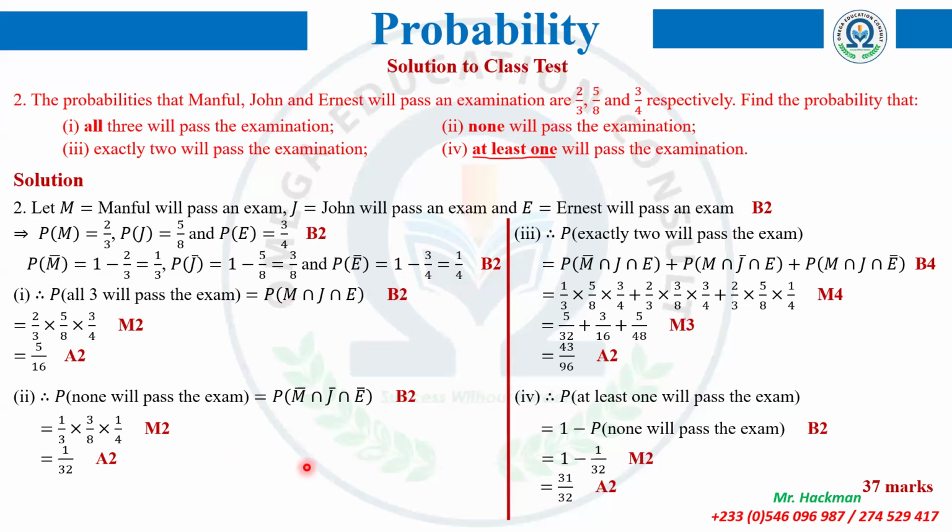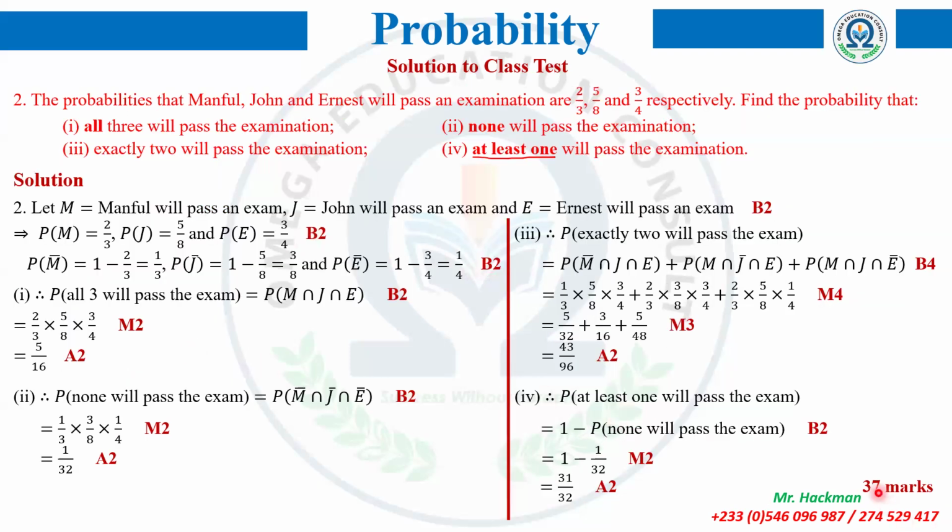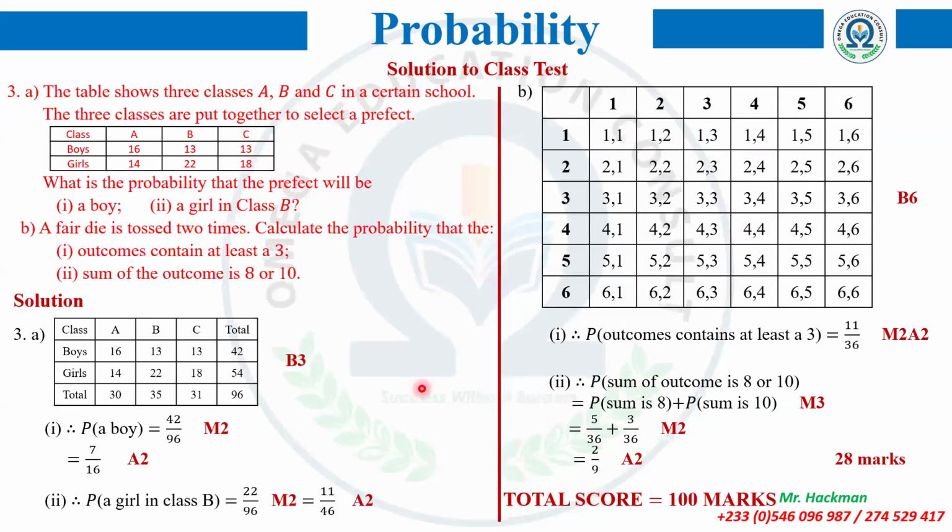So your representation should be right from the onset. Take note of that. That will be it for question 2. Now to our last question, question 3. And again, let me quickly say, for question 2, the entire mark there will be 37. So let's go and look at question 3.